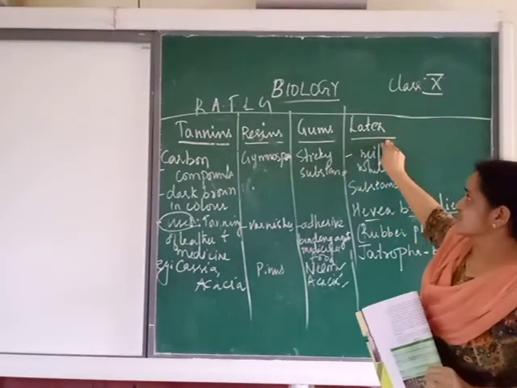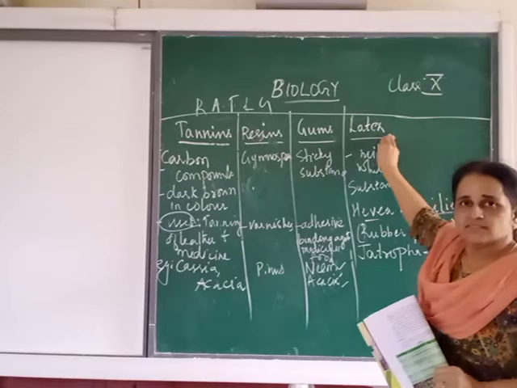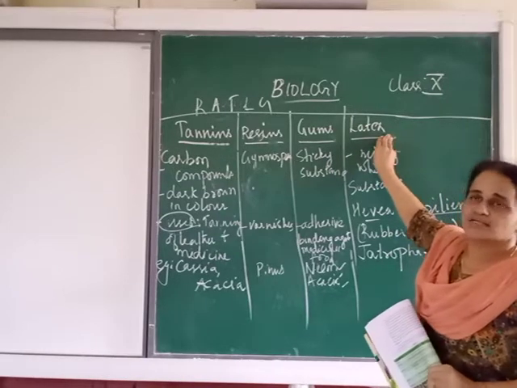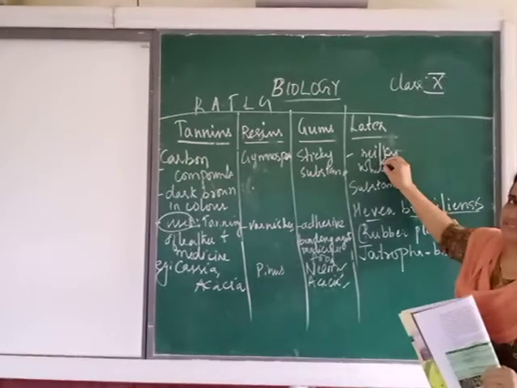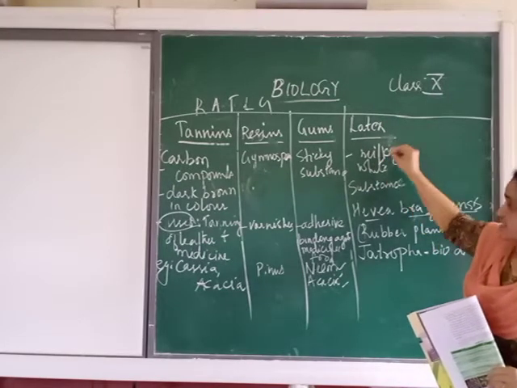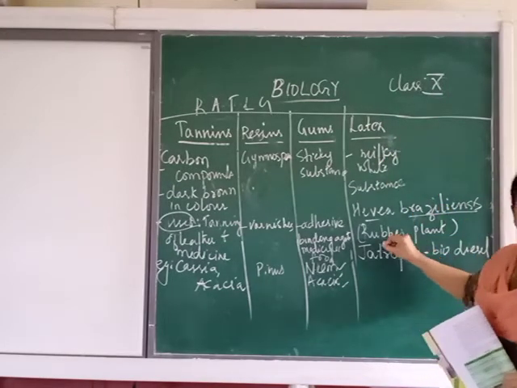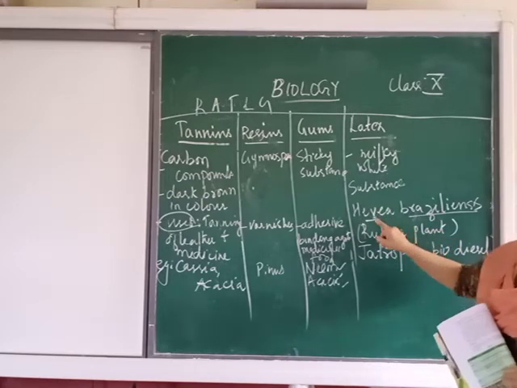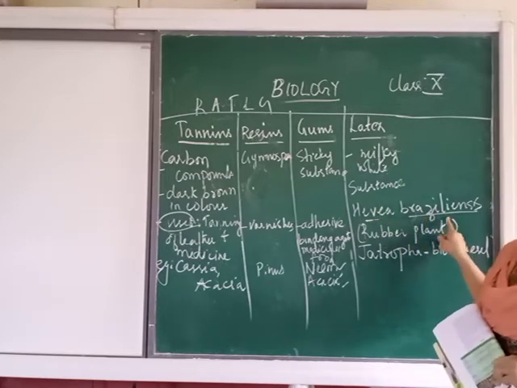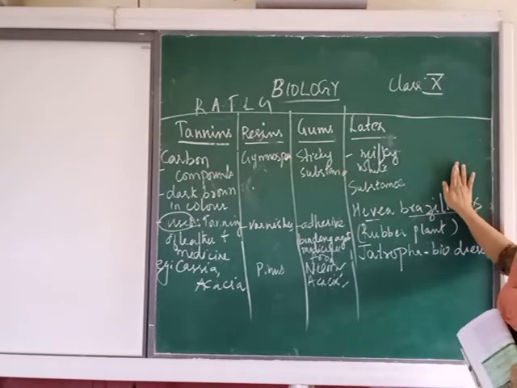The last one is latex. Now this latex is also a sticky substance but not like gum. What is the difference here? It is a milky white substance. Milky white substance produced by which plant? Rubber plant. Scientific name of rubber plant? Hevea brasiliensis. See the spelling?